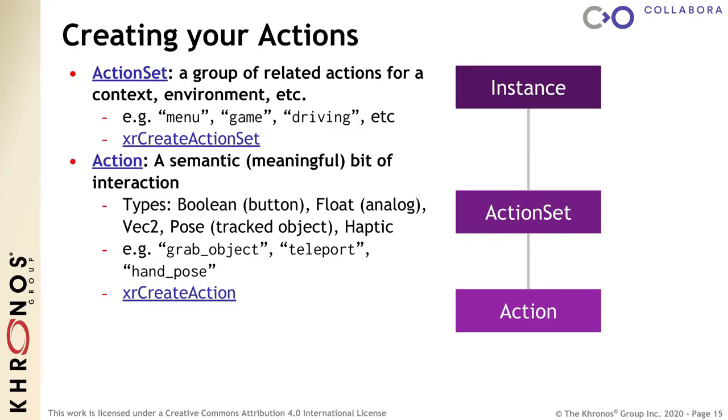There are several different types of actions. Boolean is essentially a button action. It has either on or off. There are float actions. Floats are things like an analog trigger. Vector2 are two-dimensional floats, things like a thumbstick or trackpad. A pose is a special kind of action. That's a tracked object, so frequently these represent hands. And then haptic actions are an output action, allowing you to provide rumble feedback to the user. All these actions are created using XR create action.